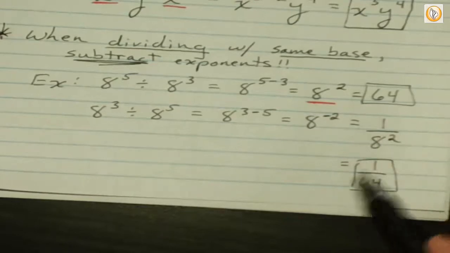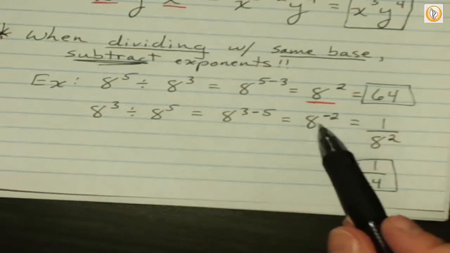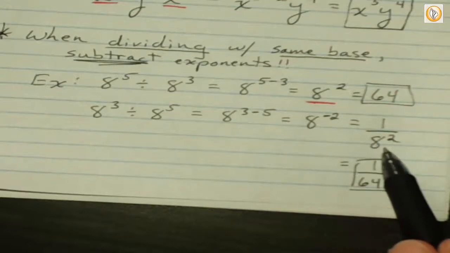All right. So when things are negative, to make them positive, we have to put them in the denominator.